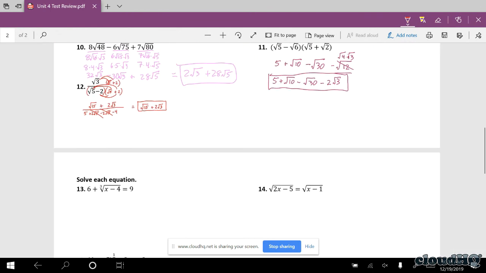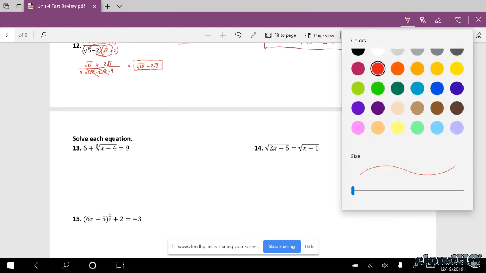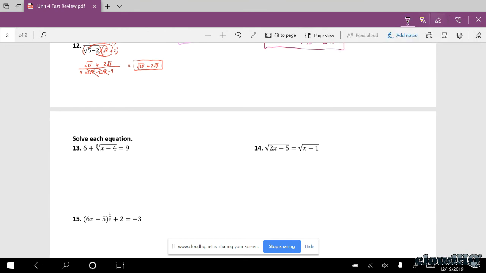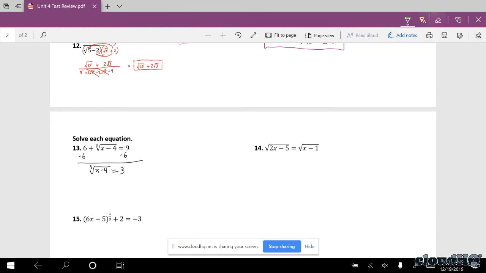And then we get into the equations, solving. Isolate the radical. So we have to subtract 6. Okay, after I've isolated the radical, how do I get rid of the radical? And this one happens to be a cube root. You cube both of them.